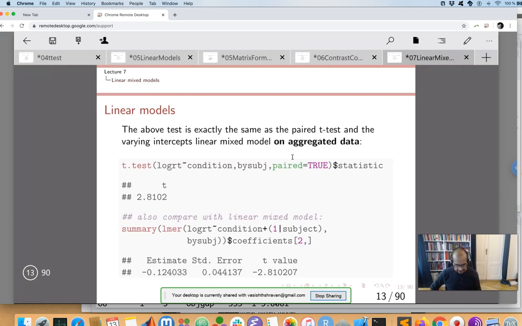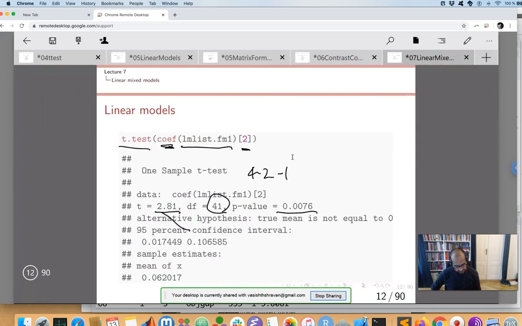Remember that I aggregated the data earlier. I have the by subject aggregated data. That means I averaged over the items, right? I could have just used this old methodology that I taught you many lectures ago on doing the paired t-test. Okay, I could simply have done that, and when I do that, I get exactly the same results, right? What I get is a t-value of 2.8102.